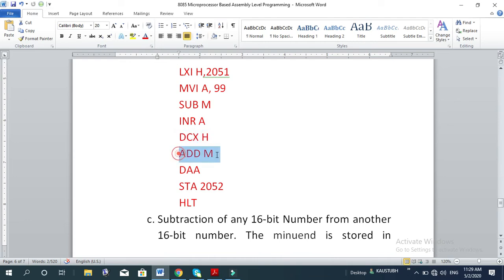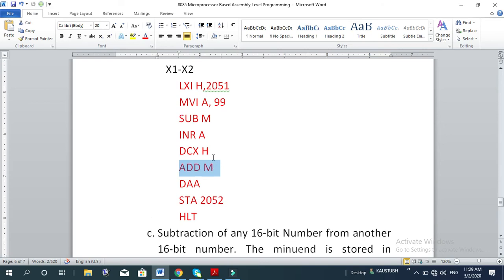So simply ADD M. So what is there in the ADD M? ADD M means it will add the content of the memory location whose address is in HL register pair with the content of the accumulator, and result is placed in the accumulator. So accumulator is holding the 10's complement of x2, minus x2, and HL register pair is holding 2050, and 2050 is holding my x1. So it will add x1 with the 2's complement of minus x2. Okay. So it becomes the 2's complement method of subtraction.